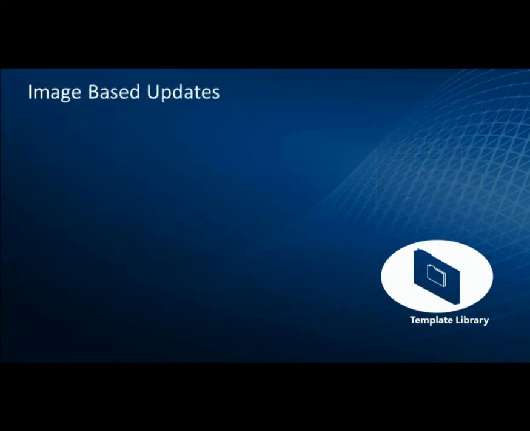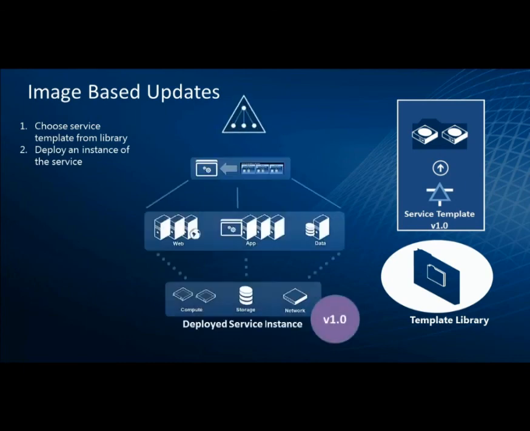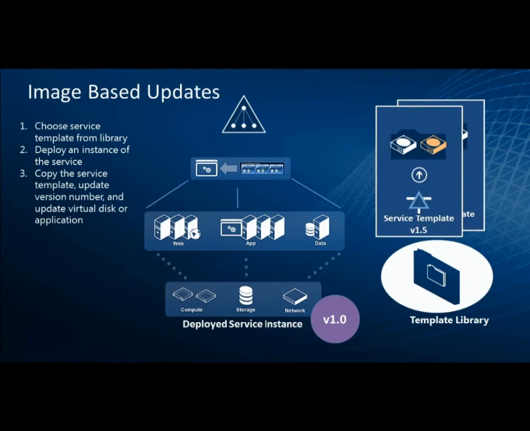If I look at image-based updates, it's very similar to how it's configured. And in image-based updates, what we're really doing is, instead of replacing the configuration of the VM or the application installed on it, we're updating the actual VHD file itself. So I have a deployed service that's out there, again, version 1.0. If I'm going to do image-based updates, then the first thing I'm going to do is make a copy of that template, reversion it to, let's say, 1.5, and then I'm going to update the VHD file for one of those service templates. Maybe I'll go from Windows Server 2008 R2 to Windows Server 2008 R2 SP1.